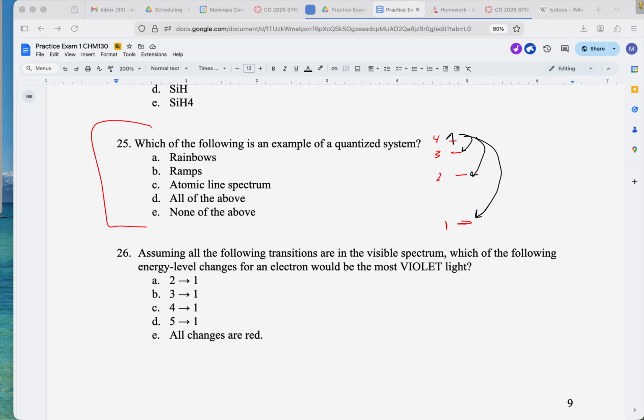So if we're looking at this, which jump is going to be the largest energy? 4 to 1. If that's going to be the largest energy, I don't have a purple color. This would be my purple jump because that's the biggest jump. Which one is going to be the most red? 2 to 1.